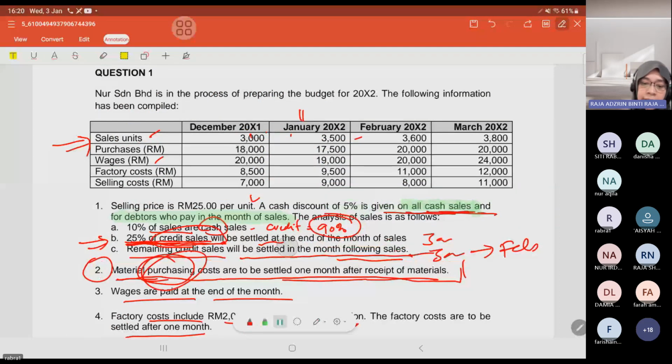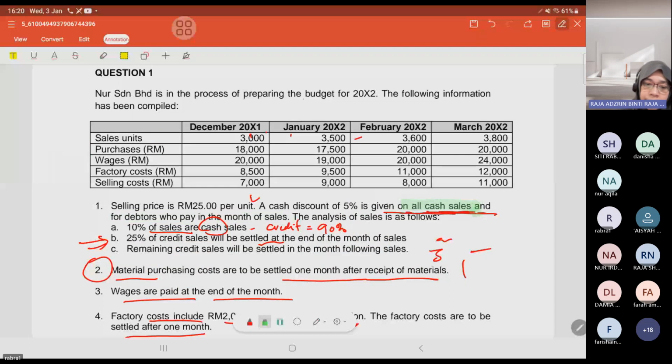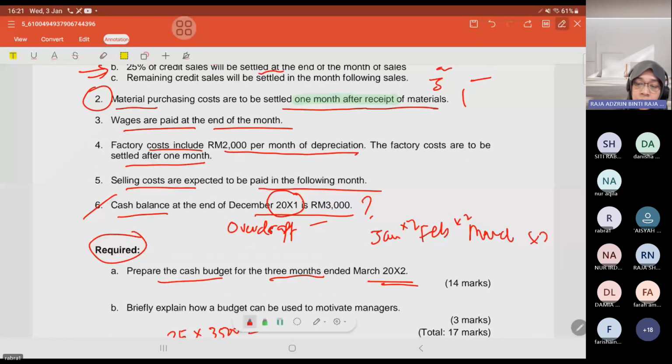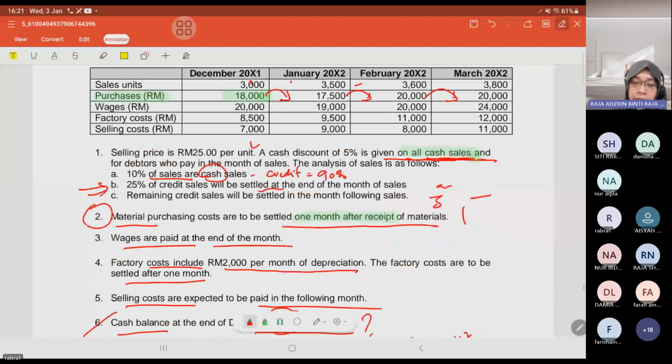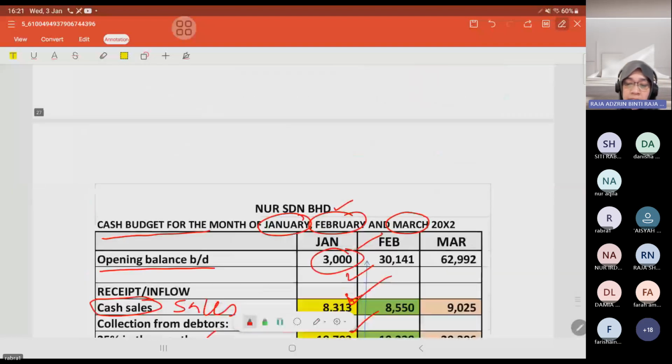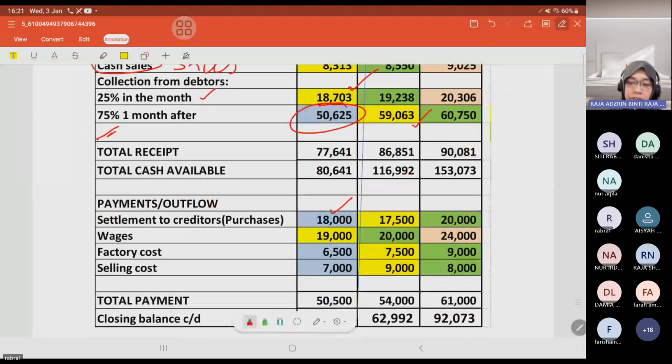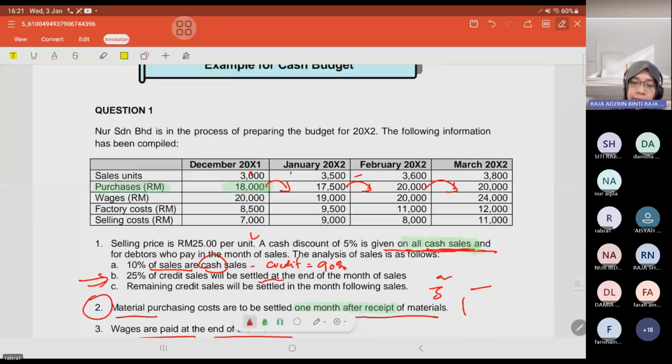So what about your purchases tadi? So here dia kata purchases in RM. So you are being given purchases in RM, 18,000 is in December. So material purchasing costs are to be settled 1 month after. Kalau December dapat bila? Maksudnya that will be for kat sini. So if you are being required to prepare for the month of January, February, March, so daripada this one 18,000 lah, 18,000 will be for January, 17,500 will be February, and this one 20. Ambil daripada sini tadi. That is untuk item number 2.